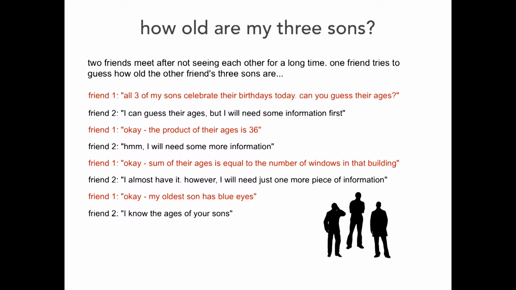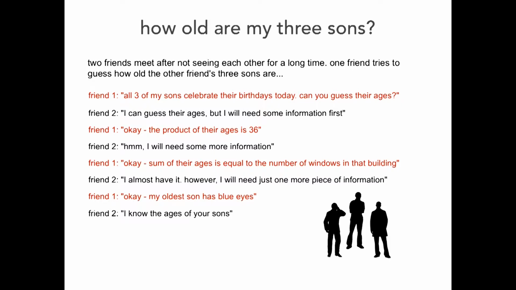So friend 1 says, okay, the product of their ages is 36. Friend 2 thinks about it and says, I'll need some more information. Okay, the sum of their ages is equal to the number of windows in that building right over there. That's kind of weird, but friend 2 says, okay, I almost have it. However, I just need one little more piece of information. And so friend 1 says, okay, my oldest son has blue eyes. And friend 2 says, ha, I know the ages of your sons.